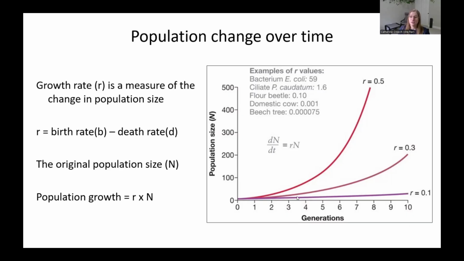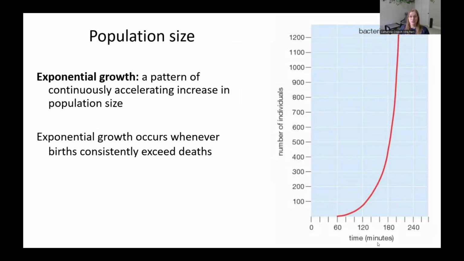If we had an r of 0.5, we would see a population size grow like this. So it increases more rapidly over the number of generations. A population growth rate of 0.3 will follow a similar pattern, but it takes longer to start increasing. And then here, this is your beetle, you have a slow increase over the number of generations as your population size changes.